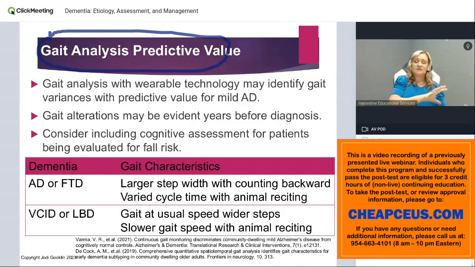They looked back to see the relationship between gait and who went on to develop which types of dementia and who didn't. And they actually found changes in gait years and years ahead of when the person developed different forms of dementia. And they found specific gait deviations. How do we want to use this information?